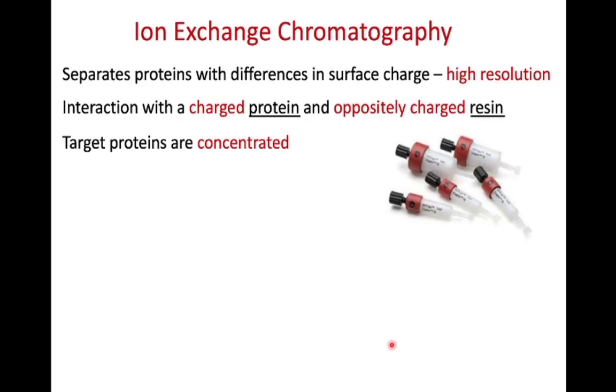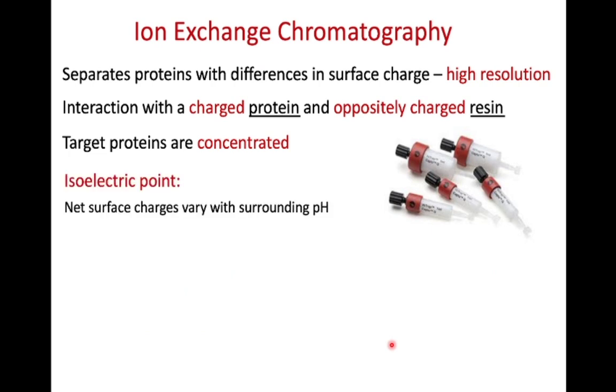Focusing now on ion exchange. Ion exchange chromatography separates proteins with differences in surface charge. This is a high resolution technique. Ion chromatography helps to retain analyte molecules on the column based on something called ionic interaction, the interaction of a charged protein with an oppositely charged resin. So target proteins are concentrated.